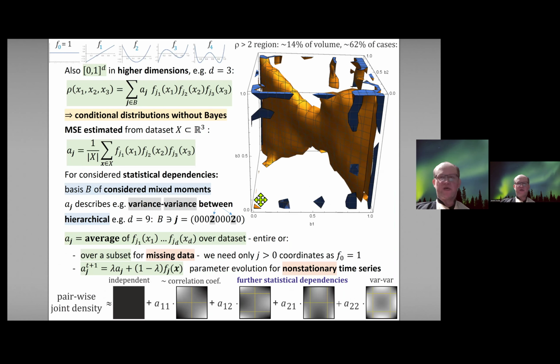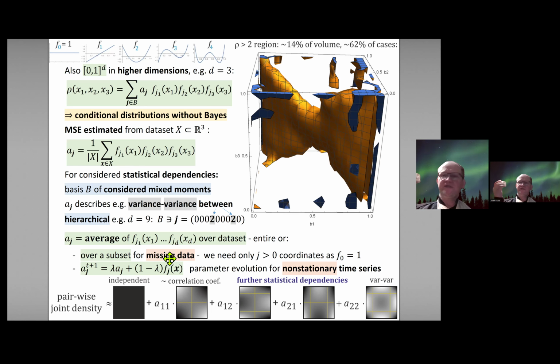Here is an example in high dimension. Again, we have this orthogonal basis, usually a product basis. And the basic estimation is very, very simple. For a high dimension like 9, this index has zeros, and zeros mean that there is no dependence. In practice, it also describes dependence between the second moment of this variable and the second moment of this variable.